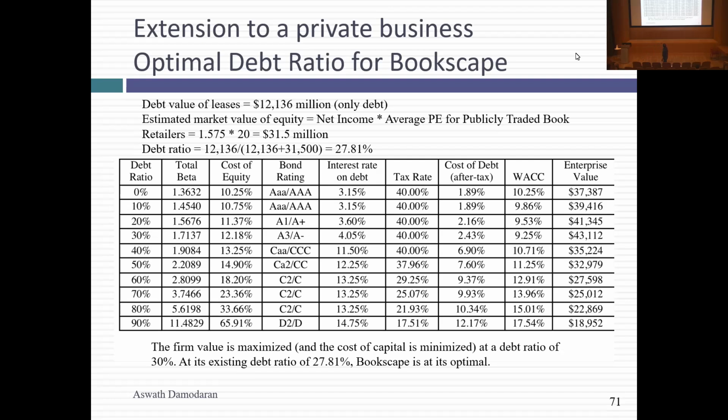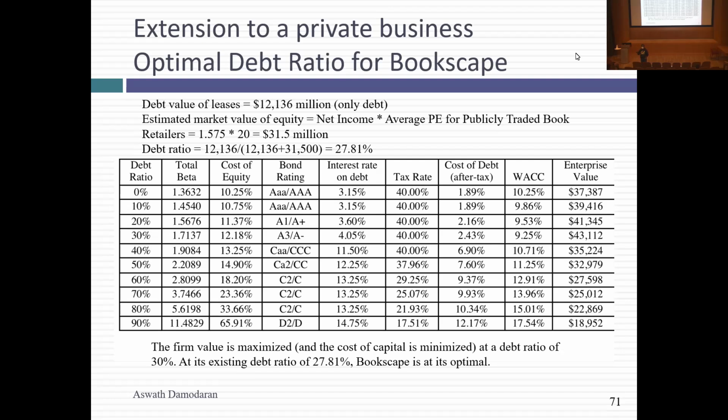So I cheated. And what do I mean by cheated? Well, there is no market cap. I had to estimate what the market cap might be. And by cheating, all I did was take the net income for the company and multiply by the average PE ratio for book retailers. Very back of the envelope.